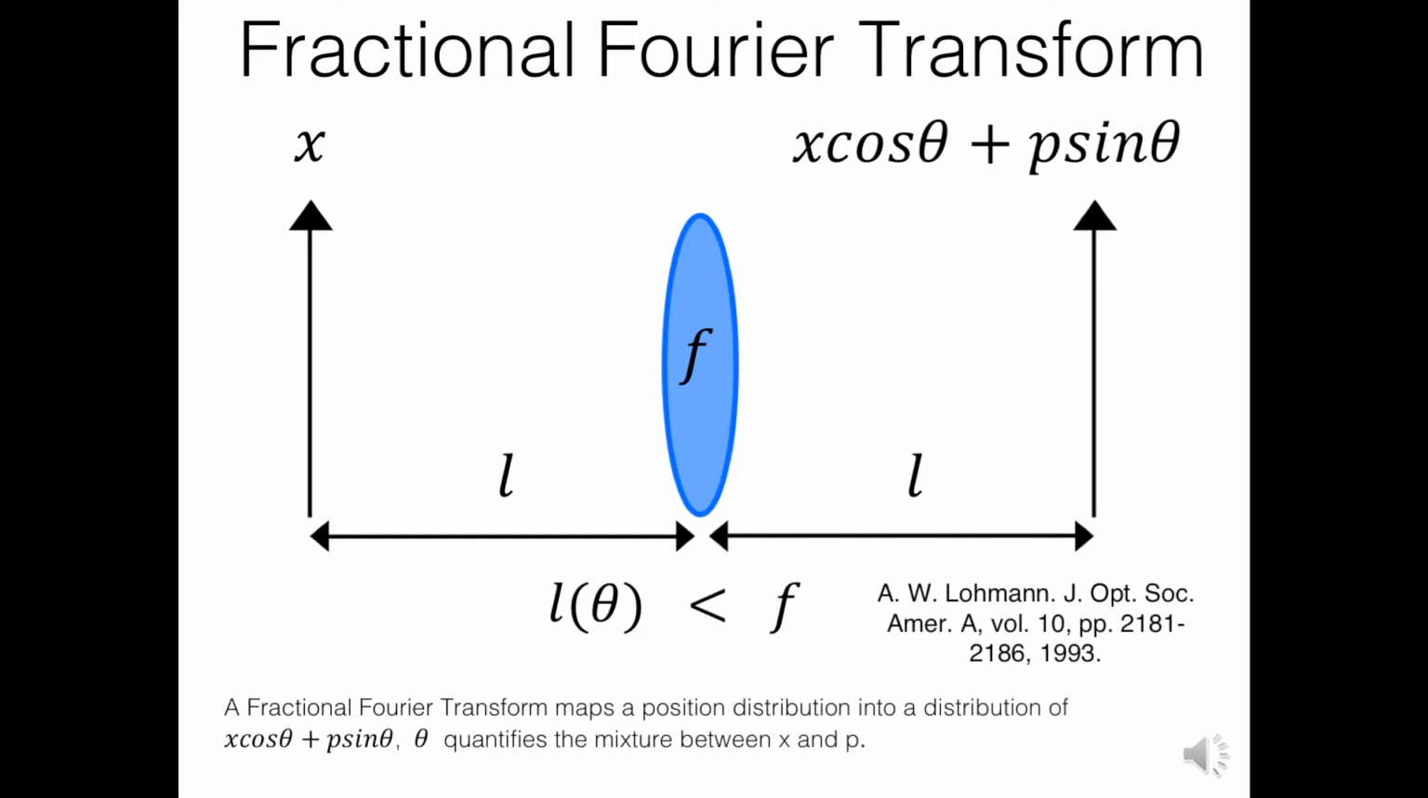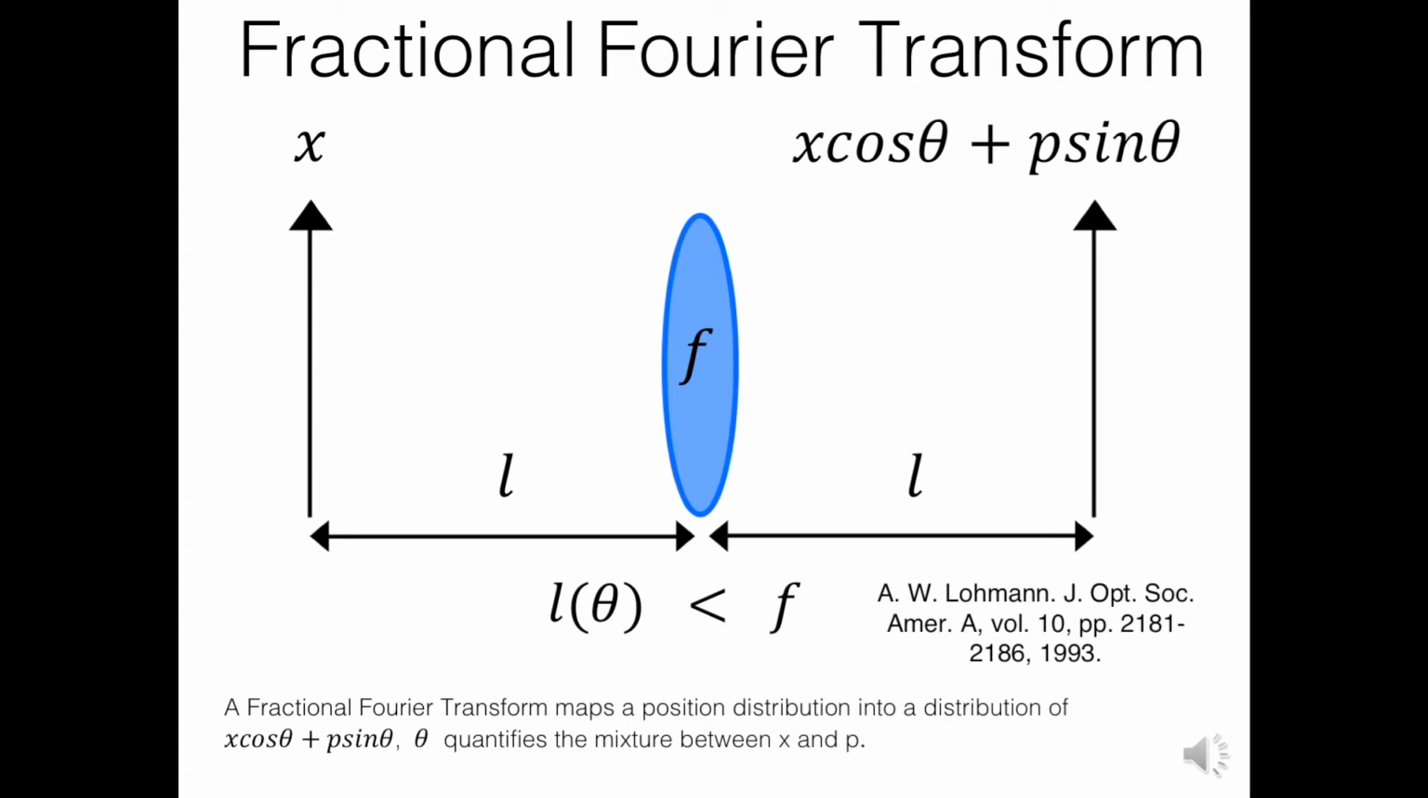And that is called a fractional Fourier transform. The idea is quite similar to the Fourier transform. We have the spatial distribution in one plane, and then a distance L, and then a lens of focal length f, and then more free space propagation by a distance L. At the output, we have the distribution of this quadrature, which is x cosine of theta plus p sine of theta. L is going to be a function of the angle theta.